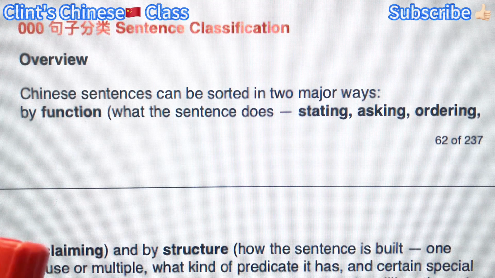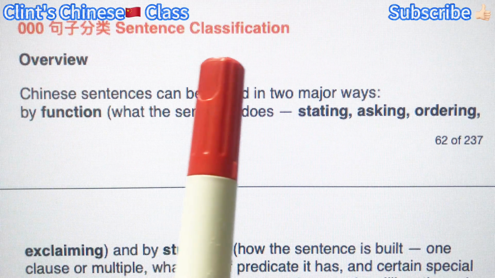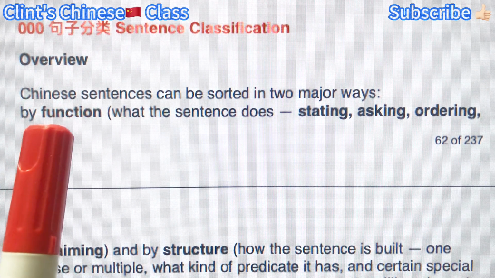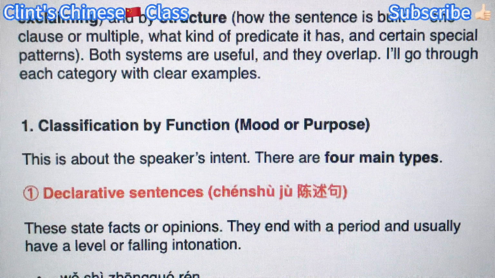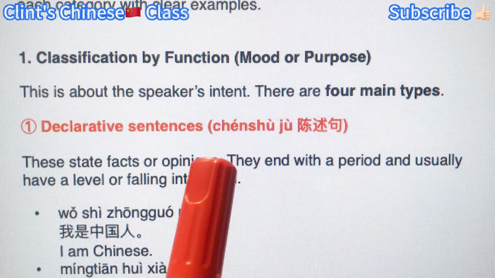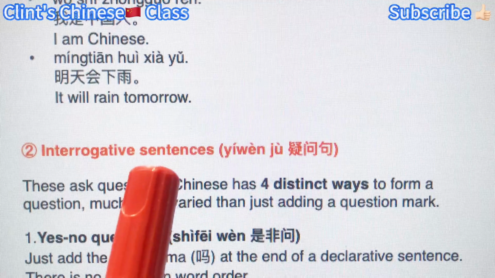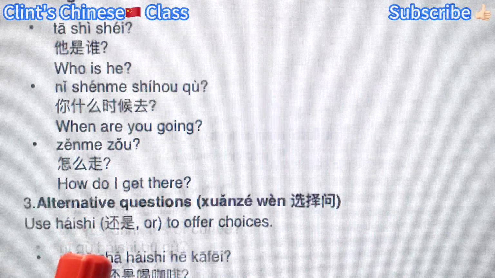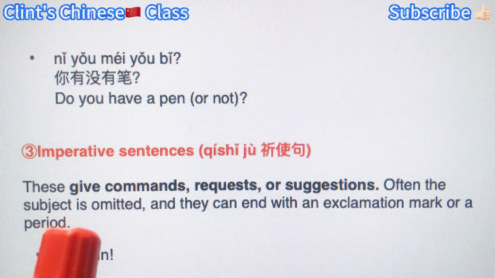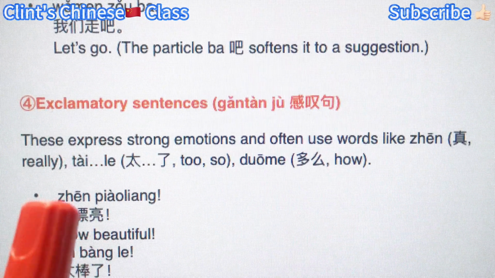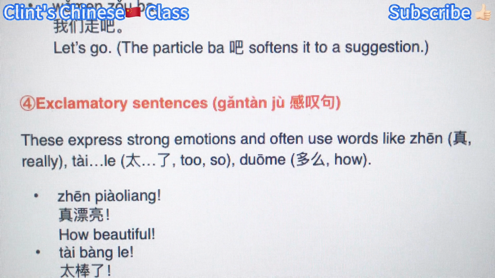In the previous lesson, we learned the first way to classify Chinese sentences, and that is by function. So we get the declarative sentences, which state facts, interrogative sentences that ask questions, imperative sentences that give commands or suggestions, as well as the exclamatory sentences that express strong emotions.